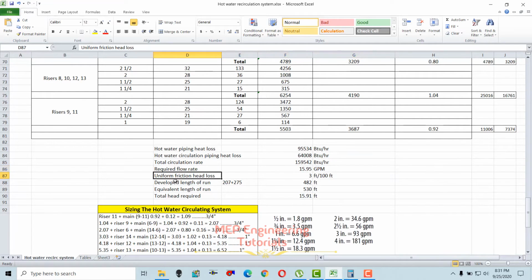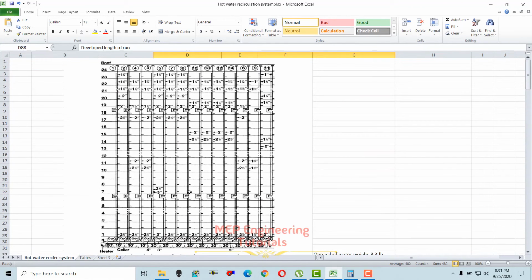And if you check in here, the next thing is uniform friction head loss. It is recommended to have a uniform friction head loss of 2 to 4 feet per 100 feet. So here we have taken 3 feet per 100 feet, and the developed length of the run we have to calculate is from the heater to the most remote riser. So this is our heater and most remote riser.